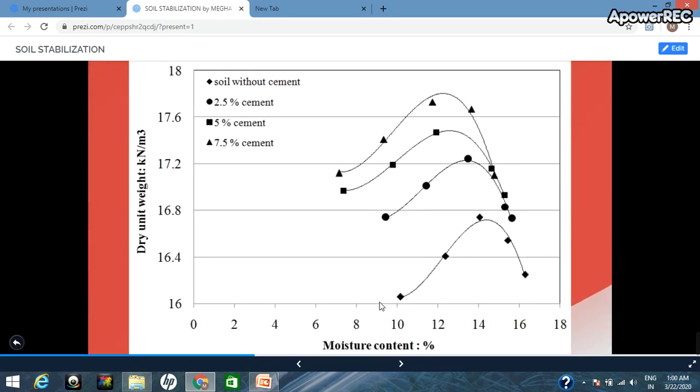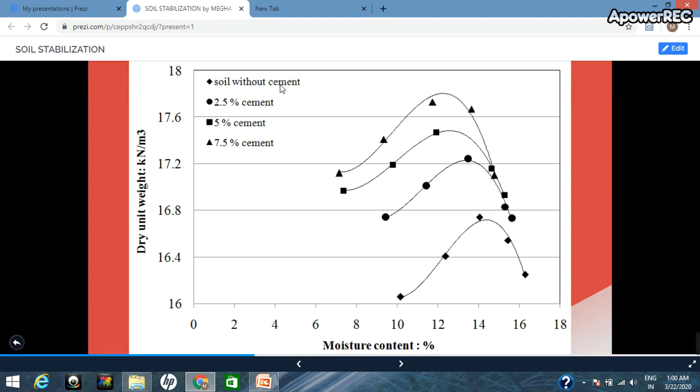Okay. And this is a particular diagrammatic representation of the effect of soil cement stabilization. As you all know, I have already shown in a previous slide about soil compaction, and I have shown you an OMC curve. So as you can see, the moisture content is on the x-axis and the dry unit weight is on the y-axis.